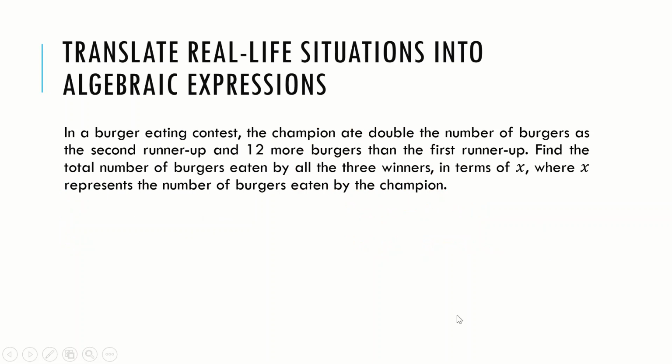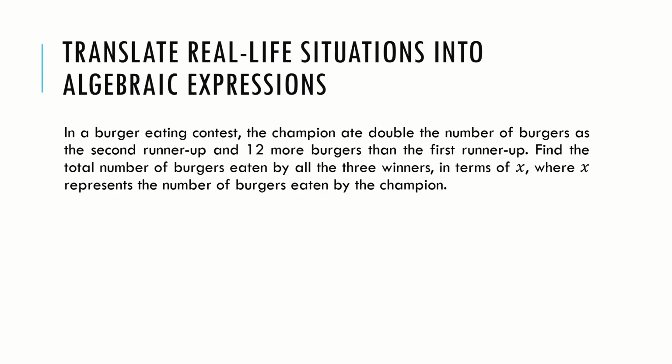Okay, last one. Translate real life situations into algebraic expressions. There are many types of word problems, and these word problems will be related to real life context or real life situations. It's just one example. In a burger eating contest, the champion ate double the number of burgers as the second runner-up, and 12 more burgers than the first runner-up. First runner-up means the second place, second runner-up means the third place. Find the total number of burgers eaten by all three winners.